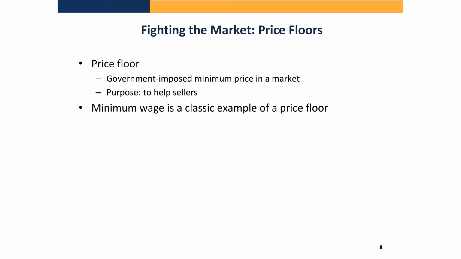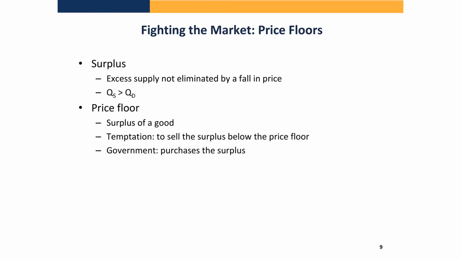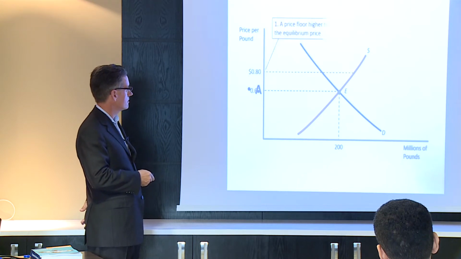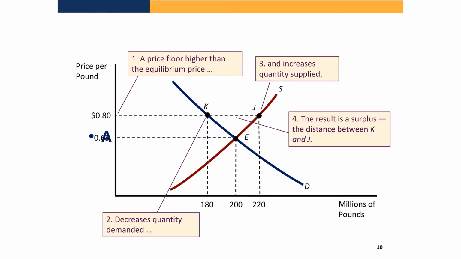Okay, price floor. We talked about this one already, you guys. Minimum wage. Okay, so in this case, the original equilibrium price is going to be this one, right? And if we set a price floor of 80, which one's bigger, demand or supply?